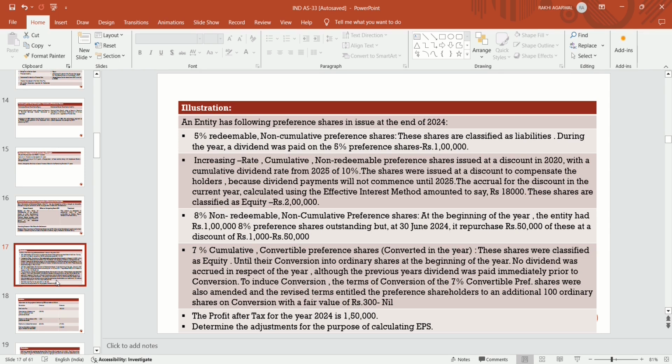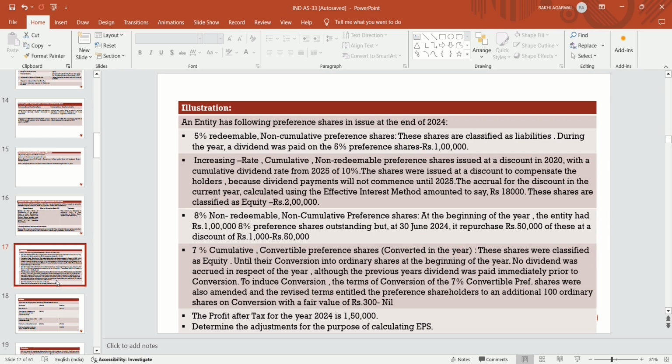During the year, a dividend was paid on the 5% preference shares of rupees 1 lakh. So it is non-cumulative. The dividend is declared by the entity and it should be paid. If the entity will not declare, they will not pay. In this case, they declared a dividend and it should be paid on 5% preference shares of rupees 1 lakh. Dividend is to be paid.